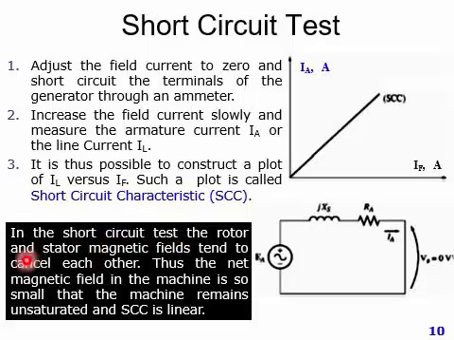The rotor and stator magnetic fields tend to cancel each other, thus the net magnetic field in the machine is so small that the machine remains unsaturated and SCC is linear. So in this case, it does not reach the saturation point and it is unsaturated.